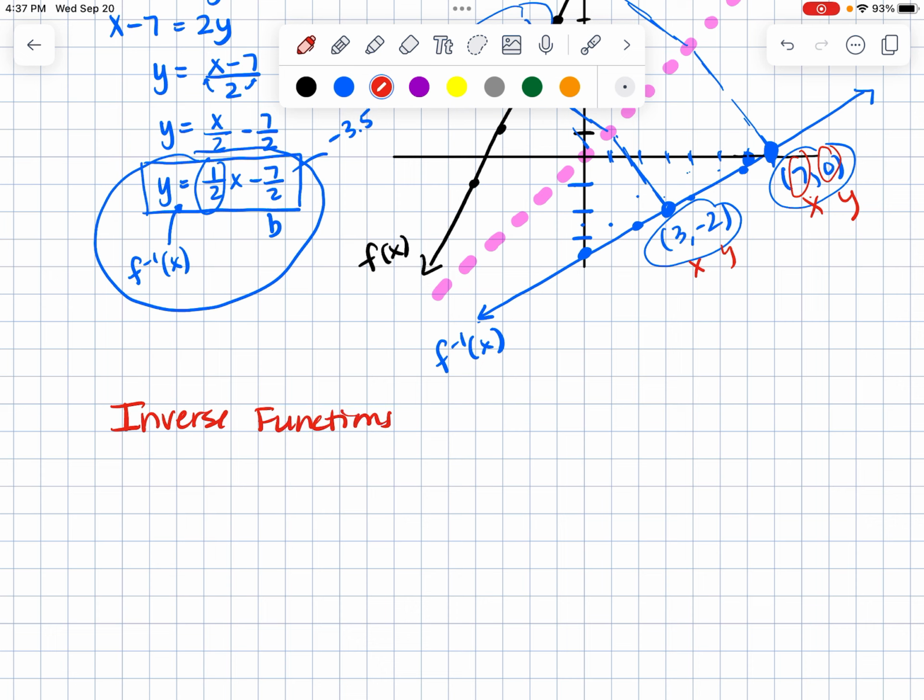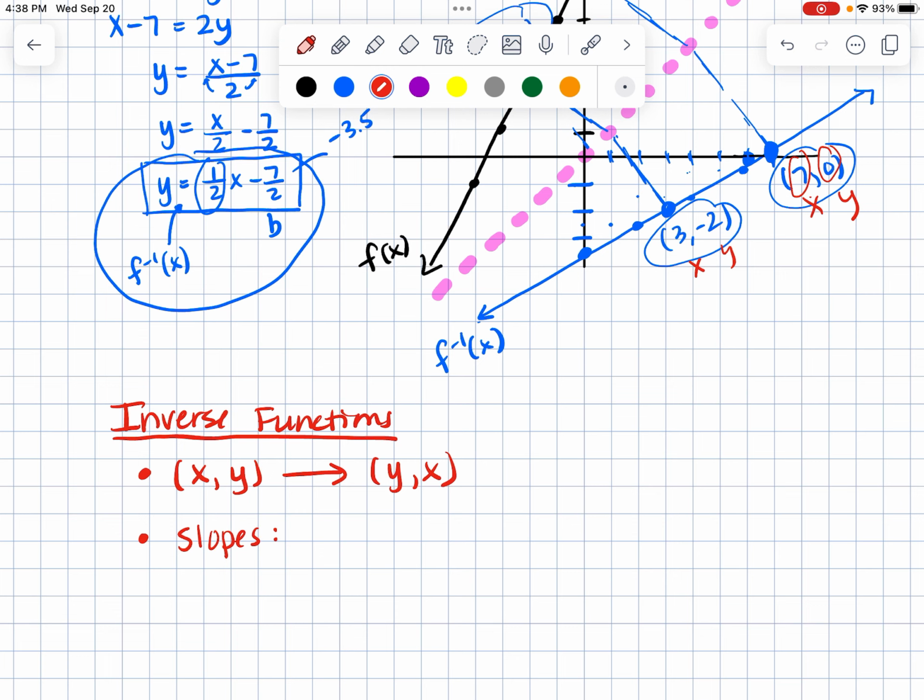The first thing you need to know about these guys is that if you have a point (x, y), the inverse function is going to switch it to (y, x). So the y's and the x's are going to flip. Okay, now another thing about inverse functions, I want you to take a look at their slopes.